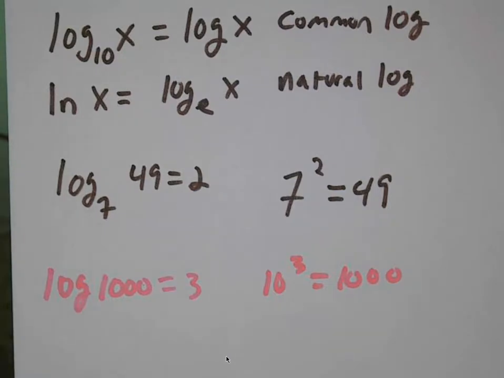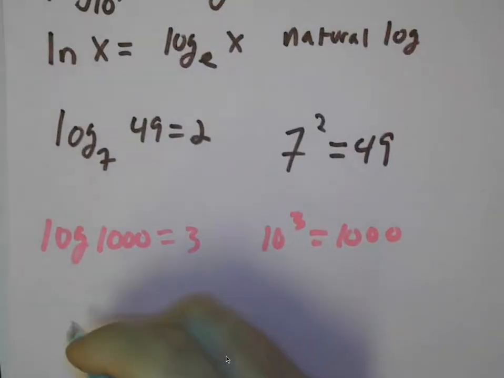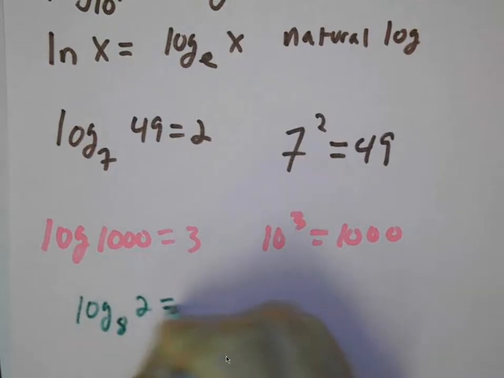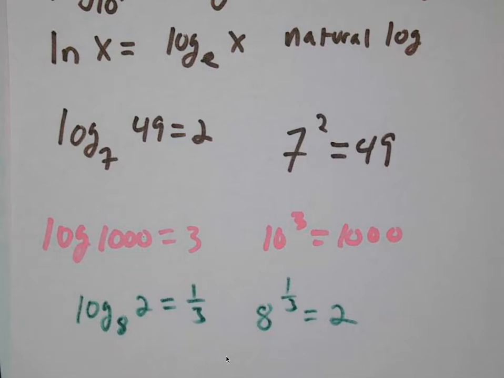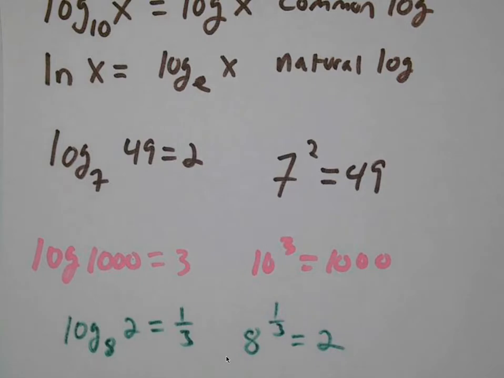And then number 5, if they say it's log base 8 of 2 is equal to 1/3, what does that mean? That means 8 to the 1/3 is equal to 2. And that should make sense because isn't the cube root of 8 2? I think so.